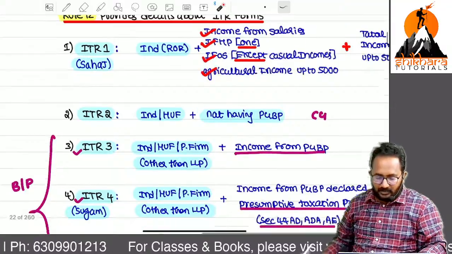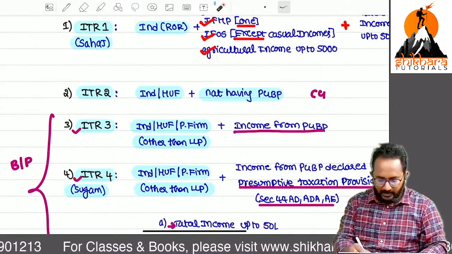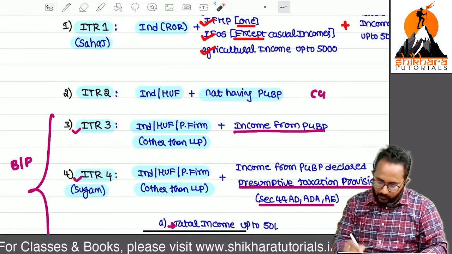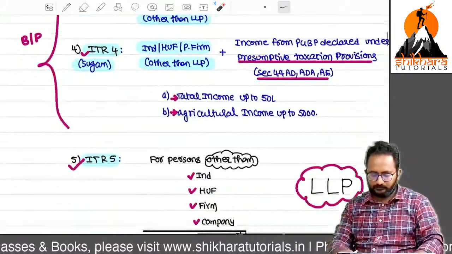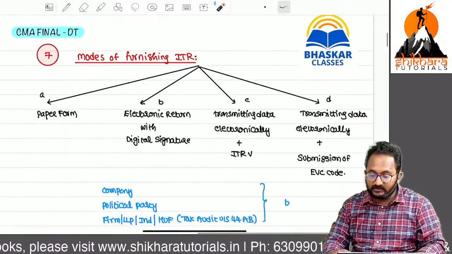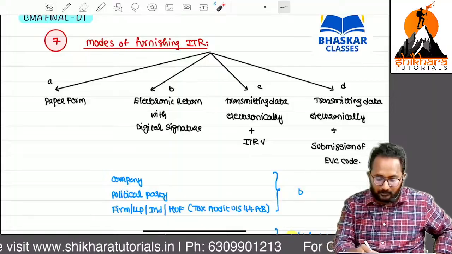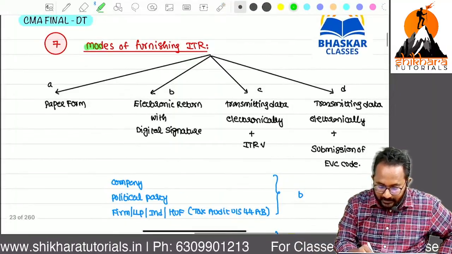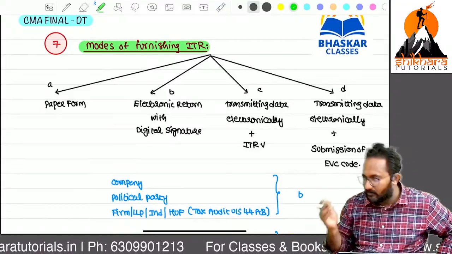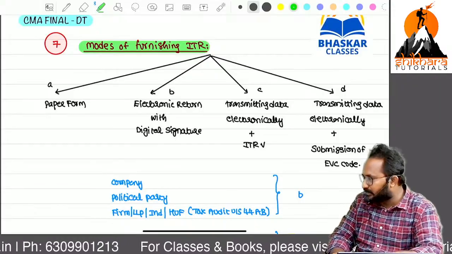Clear? For an individual, how many ITR forms are there? Four. HUF? Now one more concept we can go to: modes of furnishing ITR. How many modes are available for furnishing the ITR? These are all your study material concepts only. I am not at all discussing anything new.